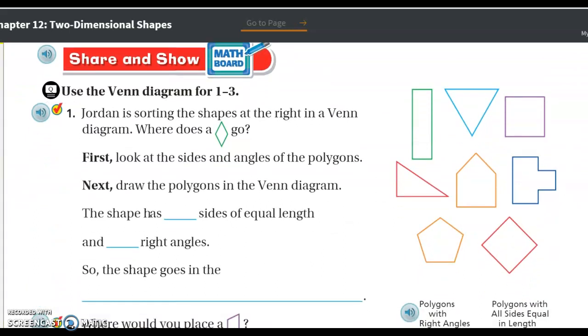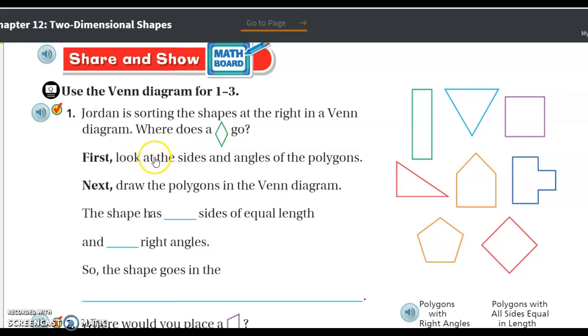So really we are going to start with number 1 on page 743. That's really when you guys are going to start doing some of the work for me. All right, so let's read this question. Jordan is sorting the shapes at the right in a Venn diagram. Where would the green diamond go? I shouldn't say diamond, it's really a rhombus. Where would the green rhombus go? It's going to kind of guide you through it.